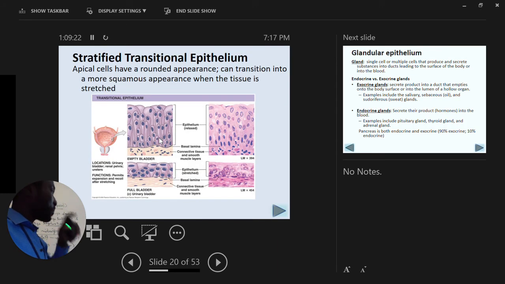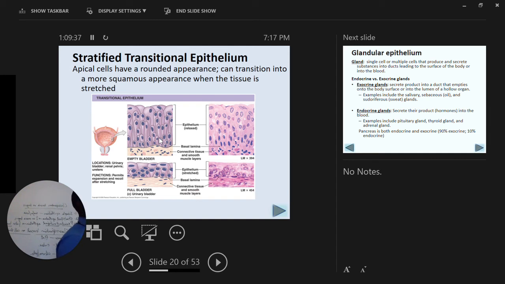Let's go. Now you have stratified transitional cells. This is what I told you about the bladder, and let me show you clearly now. This is the bladder when it is relaxed. Transitional means that they change shape. They can transition from one shape to another. You know when you say transition to glory, right? Transition, I'm in transit, right?